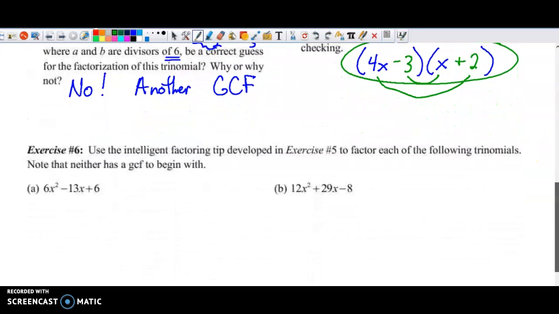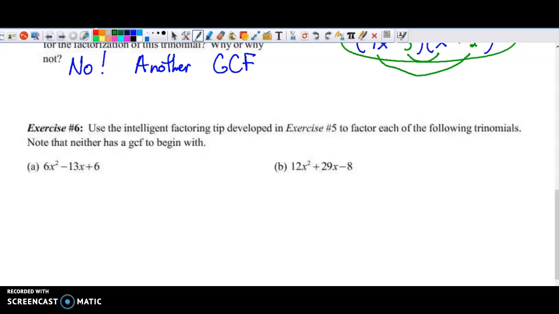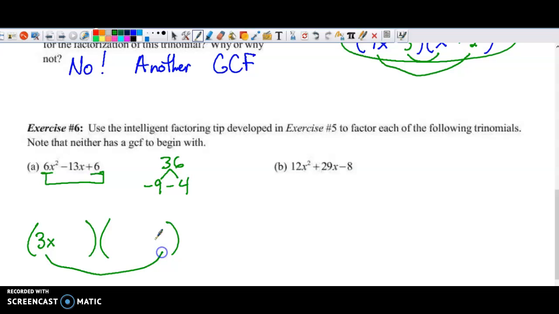So as we talked about the intelligent guessing, maybe you're ready for it, maybe you're not, but if we look at 6 times 6, we're looking at 36, and the factors of that to give us negative 13 would be negative 9 and negative 4. But again, I don't know how good you would be at just intelligently guessing, but the only way to get negative 9 is if you had a 3x times a 3. And so if this is 3x, then this must be a 2x. So the only way to get negative 4 is if it was negative 2 times 2x.